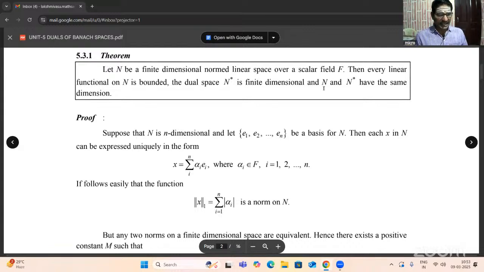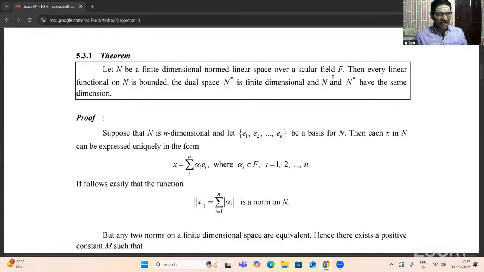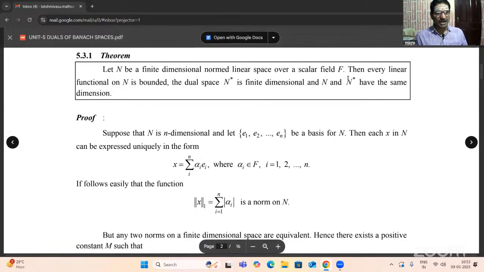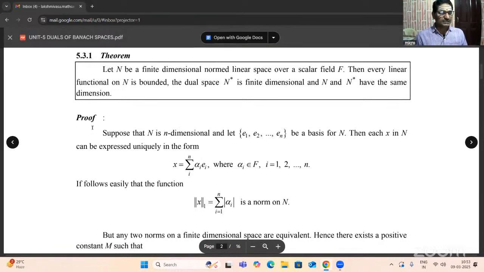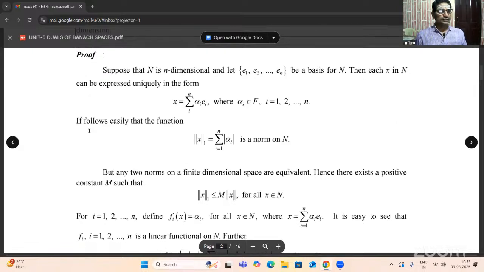At the same time, the linear space N and the dual or conjugate space N star are both finite dimensional and have the same dimension. So the domain of the linear functional and the codomain of the dual are both finite dimensional with the same dimension. This is one of the theorems on the dual space. Suppose we take N to be n dimensional. Just see and observe this theorem.